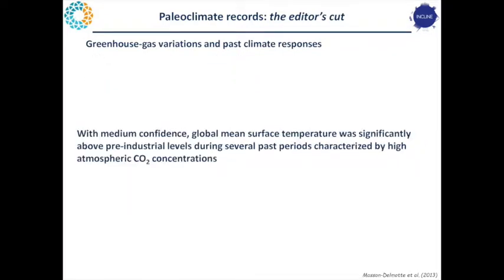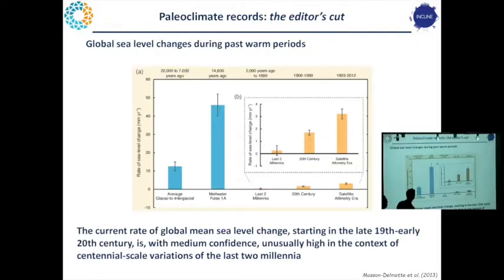All right. So still about greenhouse gas variations and past climate responses, with medium confidence we can say that global mean surface temperature was significantly above pre-industrial levels during several past periods characterized by high atmospheric CO2 concentrations. So the geological record tells us that high CO2 leads to high continental and oceanic temperatures. There is a myriad of records to show that.